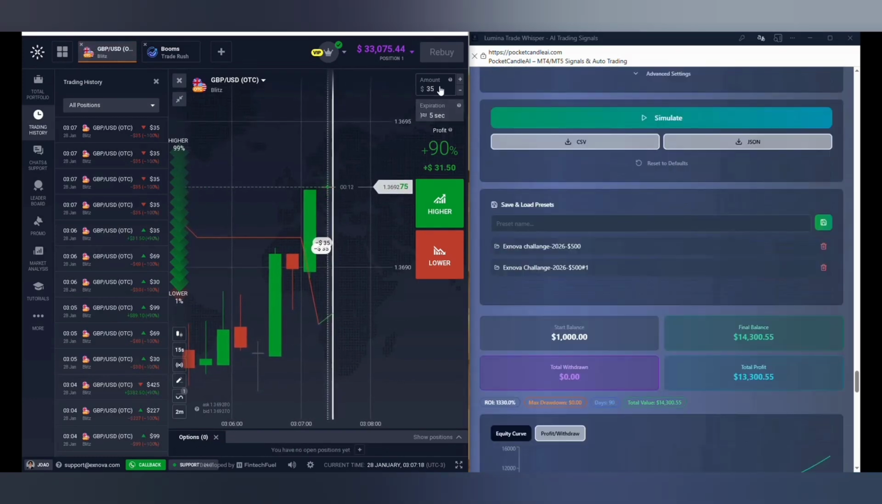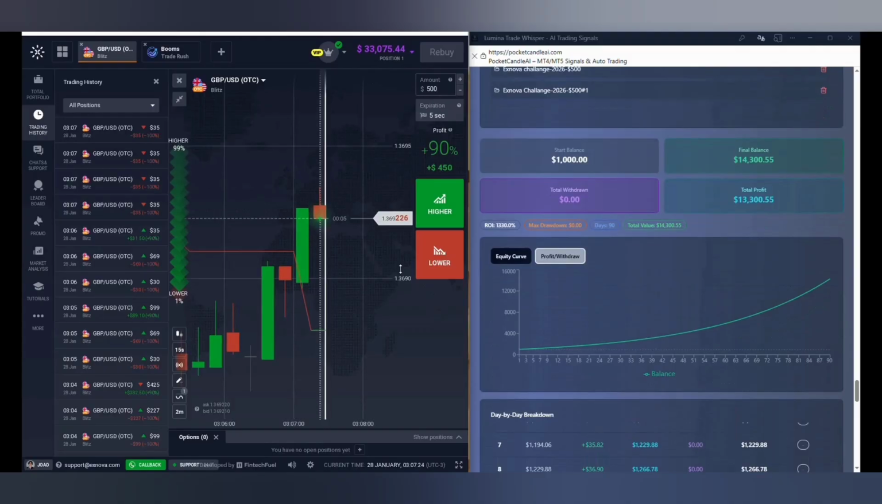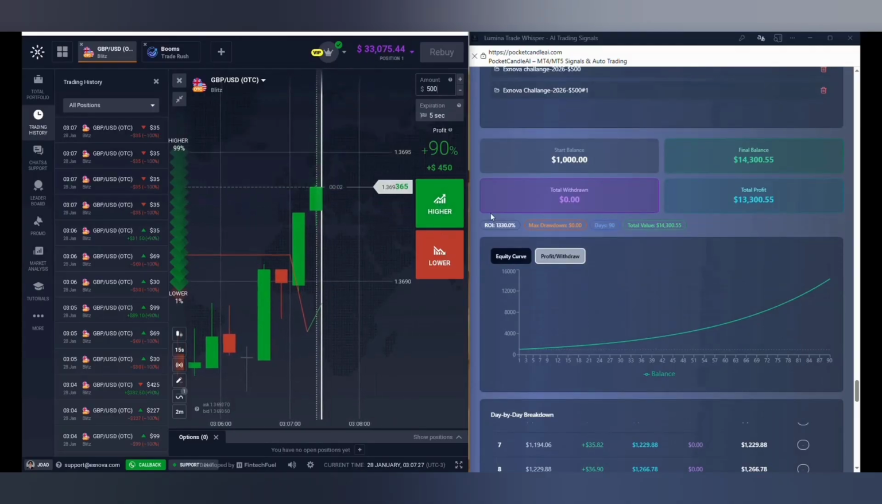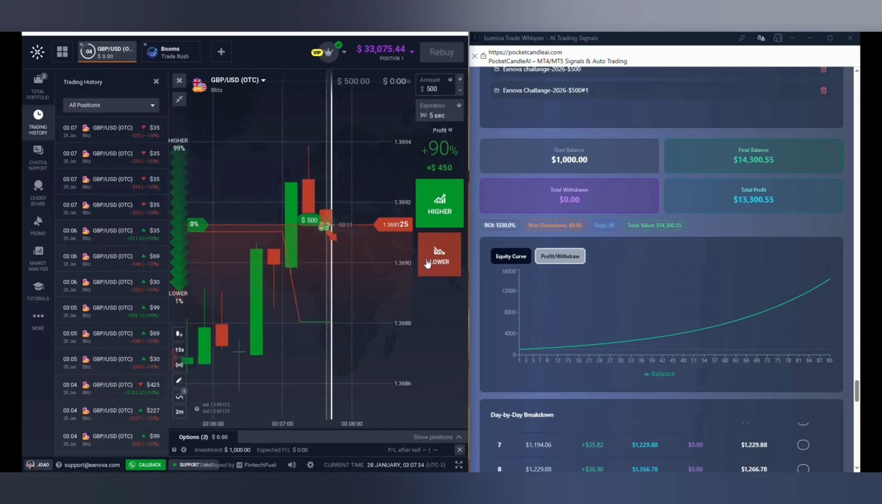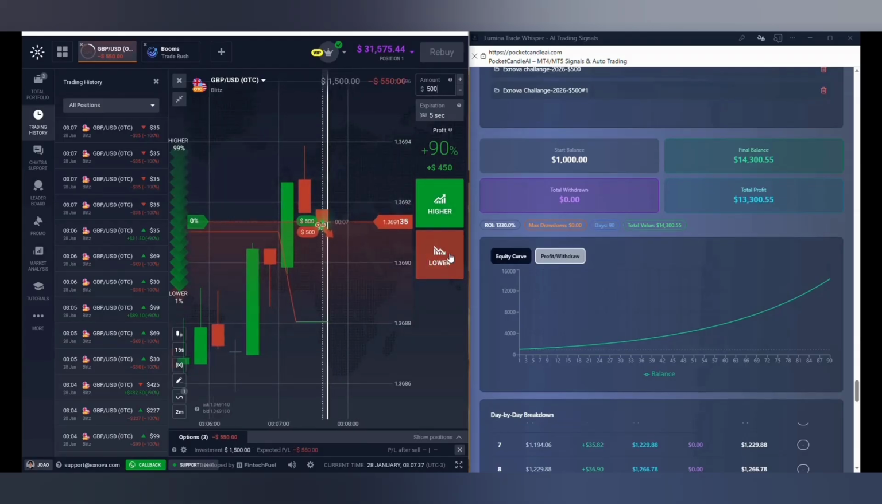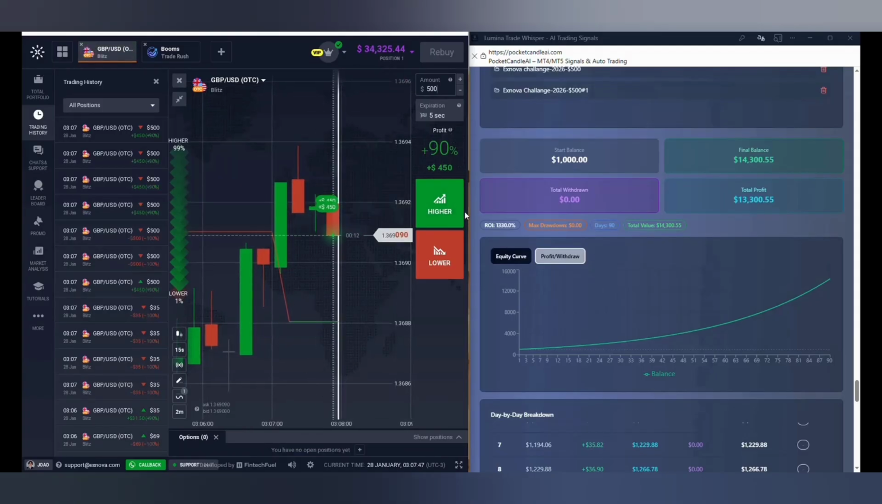So I'm going to close with 4K. That's 4K. Okay. Watch what I'm going to do. New sell signal detected for GBP US dollar OTC. Confidence level 75%. And there we go. All right.